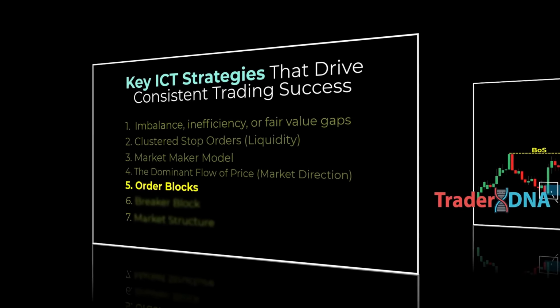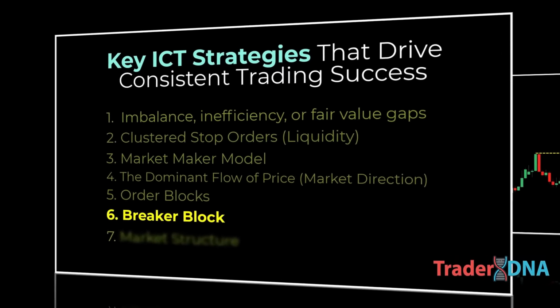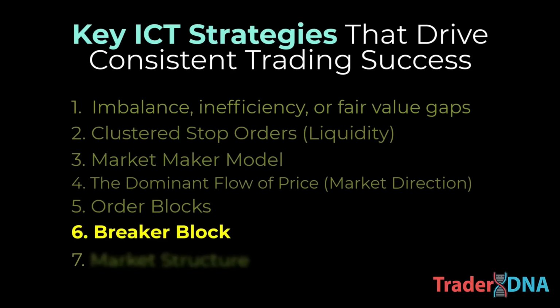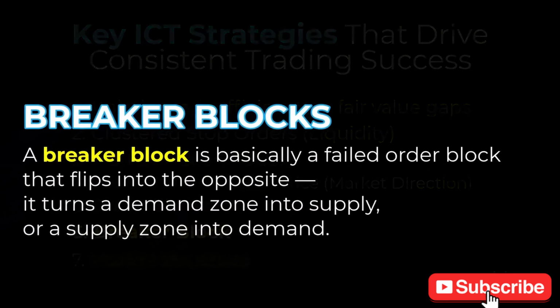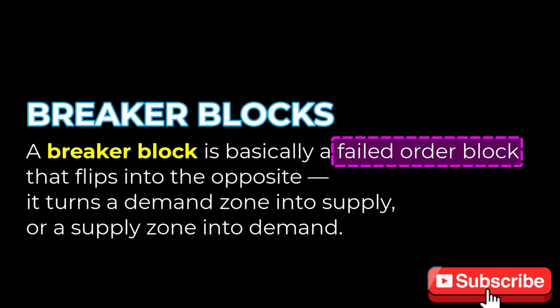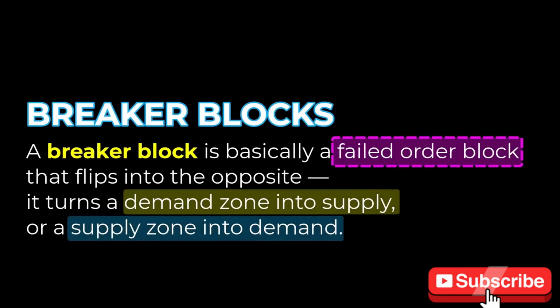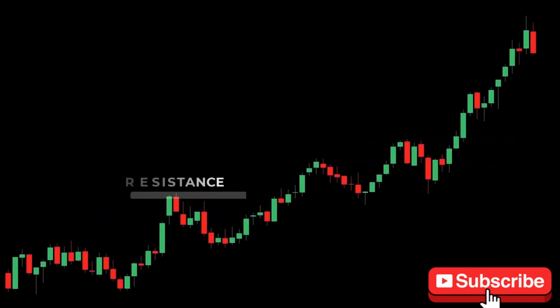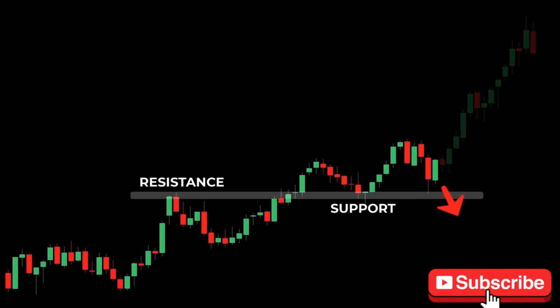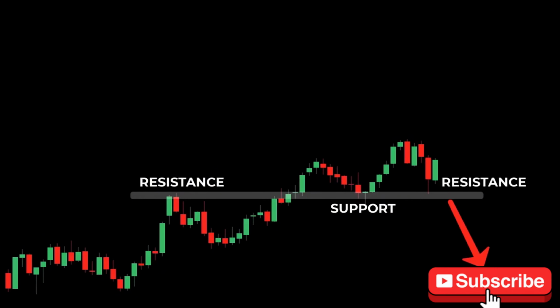All right, let's talk about breaker blocks. One of the most misunderstood but powerful concepts in smart money trading. A breaker block is basically a failed order block that flips into the opposite. It turns a demand zone into supply or a supply zone into demand. Think of it like this. You know how in classic price action, when price breaks above resistance, that level often becomes support, or when support breaks, it becomes resistance? The same logic applies here, just smarter.